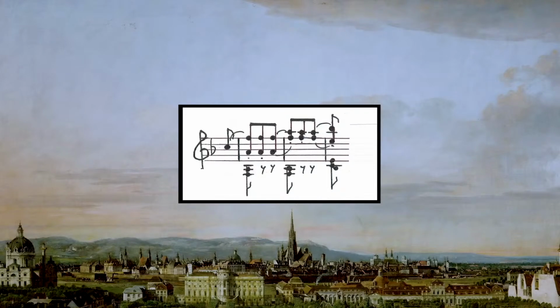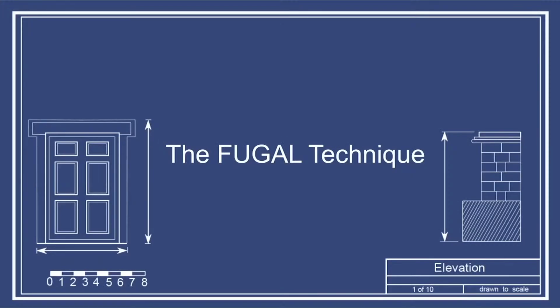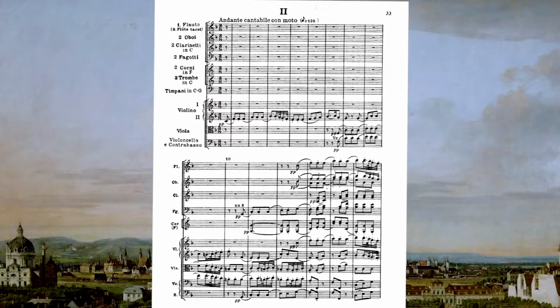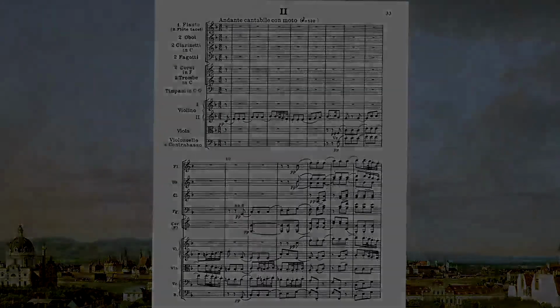If this sounds familiar, it should. It's the exact same format that we saw in the fugue that we discussed in Dvorak. Beethoven's second movement is not a fugue, but he uses the standard fugal technique to introduce his main theme.